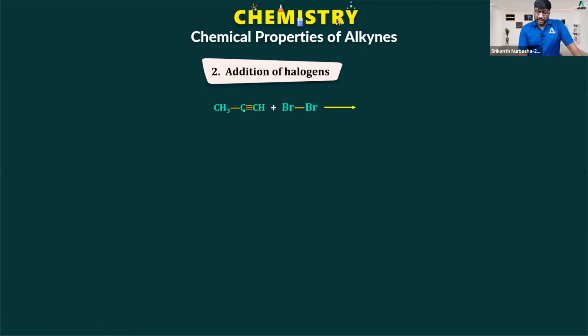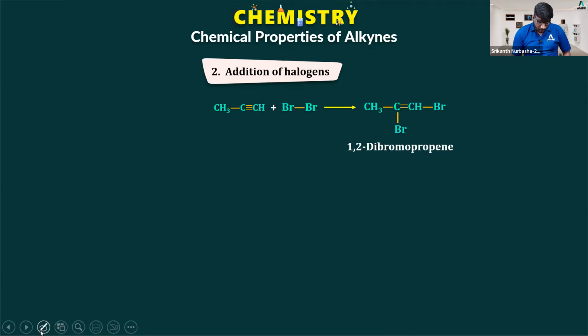Addition of halogens, CH3, C triple bond, CH plus Br2 in the presence of CCl4. Addition of halogens to alkynes will happen in the presence of a non-polar solvent. And can I say, like we have to do this reaction in the presence of non-polar solvent or polar solvent, and why? If you do the reaction in non-polar solvent, this non-polar solvent will not try to act as a nucleophile, and it will not attack any three-membered cyclic halonium ion.